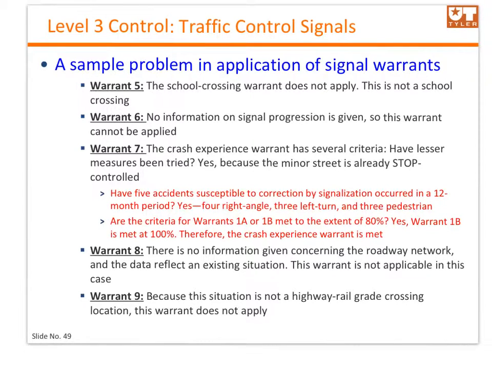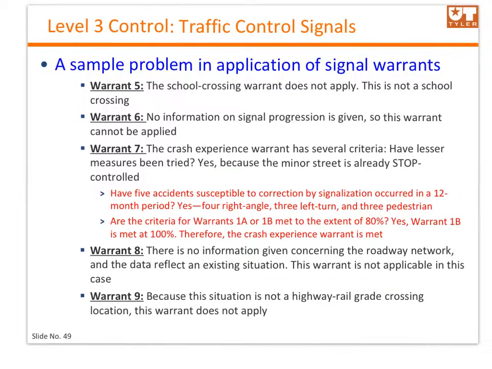We have to have lesser measures been tried. The answer is yes, because the minor street is already stop controlled. So we have to have 5 accidents susceptible to correction by signalization occurred in the 12 month period. If the answer is yes, then 4 right angle, 3 left turn, and 3 pedestrian are the criteria for warrant 1A or 1B met to the extent of 80%. If the answer is yes, then warrant 1B is met at 100%, therefore the crash experience warrant is met.